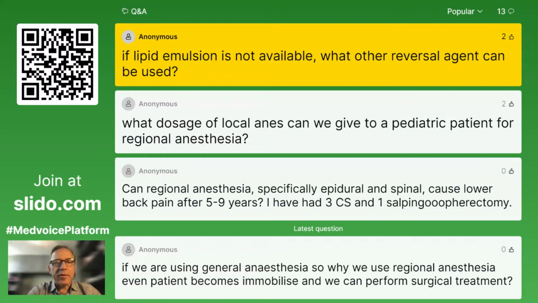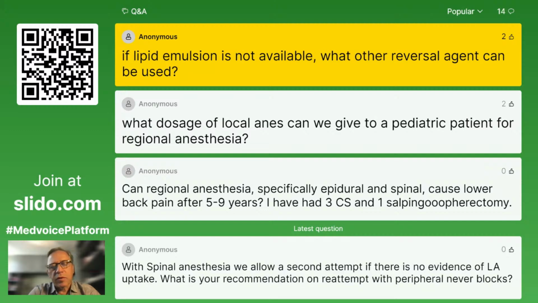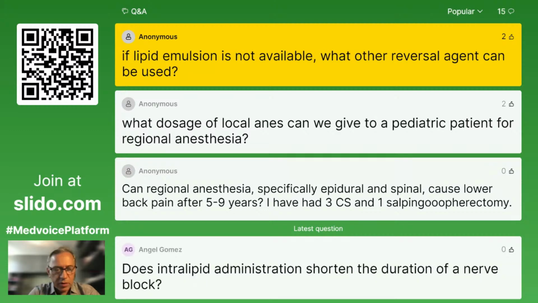The first question is, if lipid emulsion is not available, what other reversal agent can we use? Well, first of all, lipid emulsion is not the reversal agent of a local anesthetic. It doesn't work like this. You've heard about the mechanism of the possible lipid emulsion, and unfortunately, there isn't any other agent that you can use instead. It's the 20% intralipid, the only medication that is proven to work.